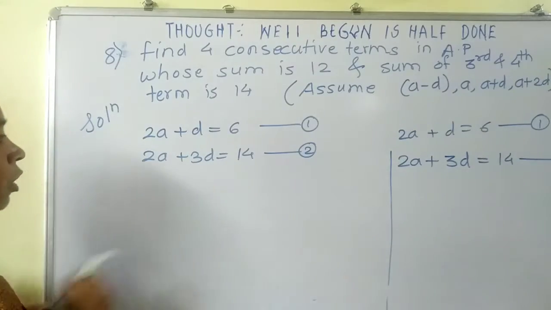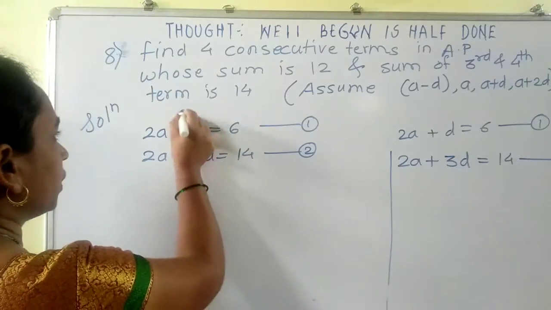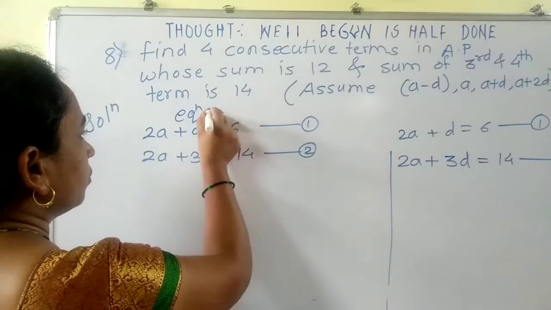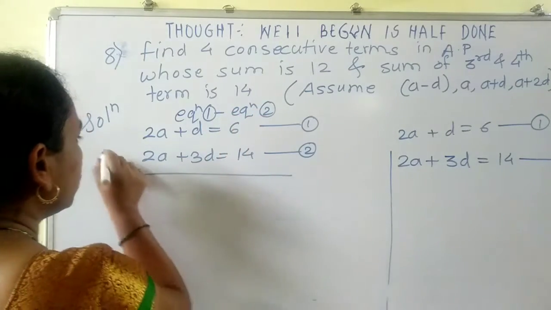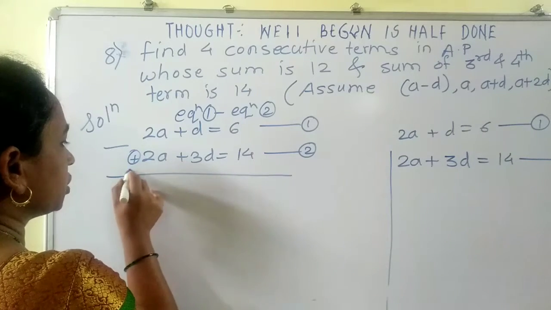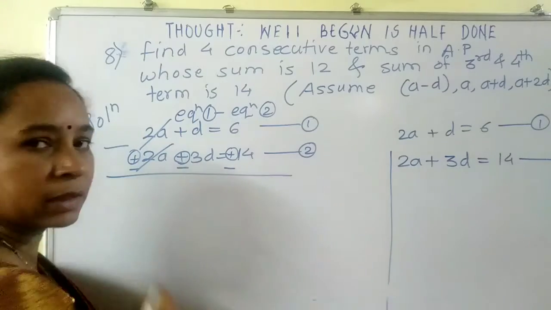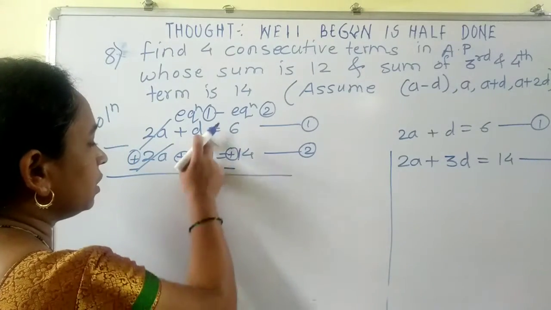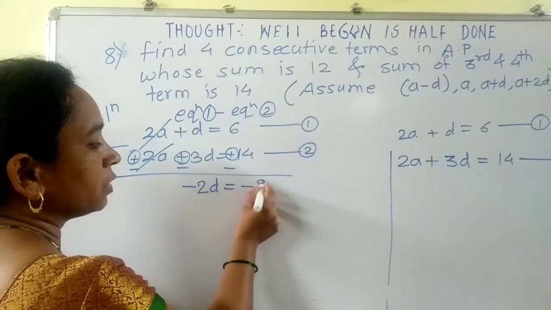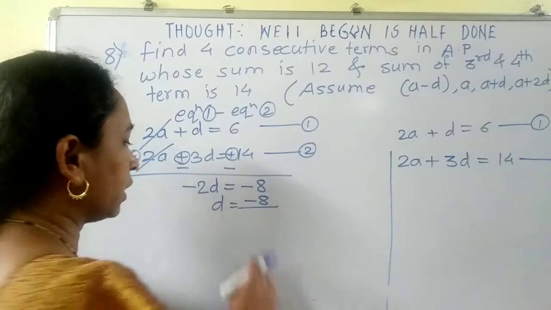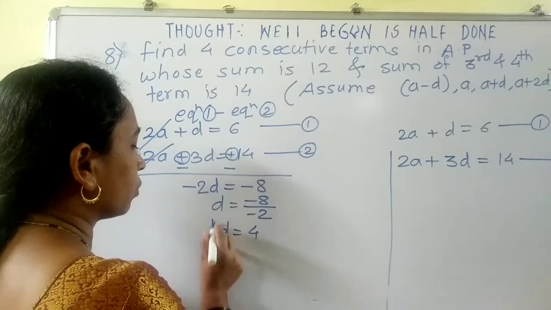Here, if you observe, 2A, the first term, is the same. So I will subtract equation 2 from equation 1. When I subtract, the signs will change. Here it is plus, it will change to minus. 2A will be cancelled with 2A. D minus 3D gives minus 2D. If you subtract it, minus 8. Transfer minus 2 to this side, so it will be division. So we will get the answer D is equal to 4.